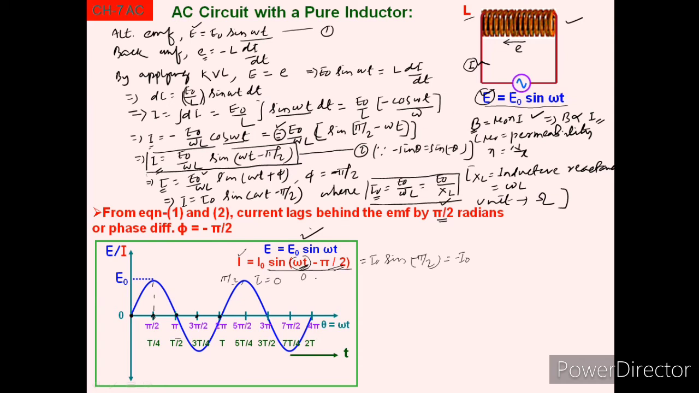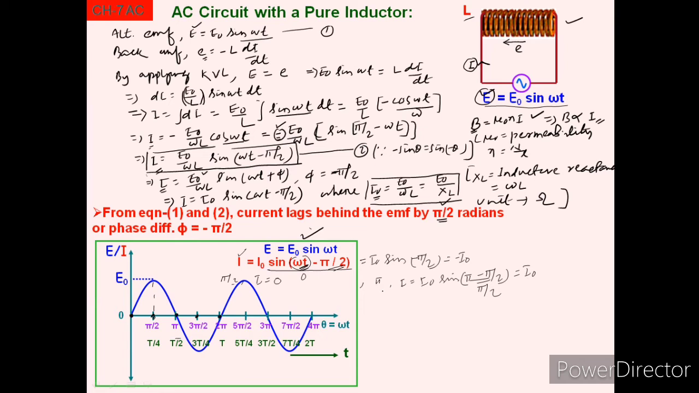In the same way, when you put the phase angle to be pi, then I is equal to I naught sin pi minus pi by 2. This means it is going to be pi by 2, and sin pi by 2 is 1. So we will get the current value to be I naught.